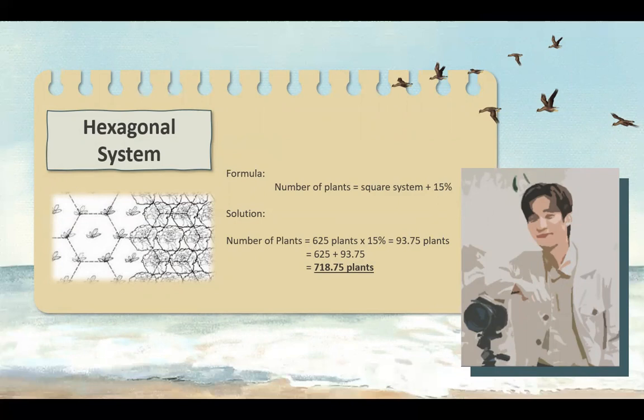For the solution, for example, we already computed the number for the square system a while ago. That is 625 plants. Multiply that by 15%. The 15% of 625 plants is 93.75 plants. Then add 625 plus 93.75. So the number of plants using the hexagonal system is 718.75 plants.